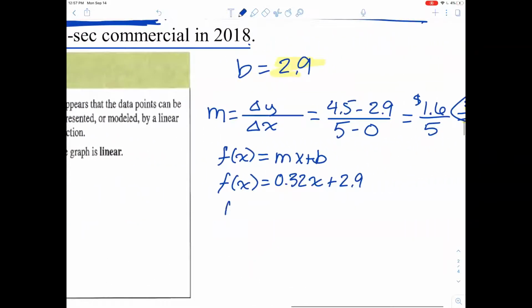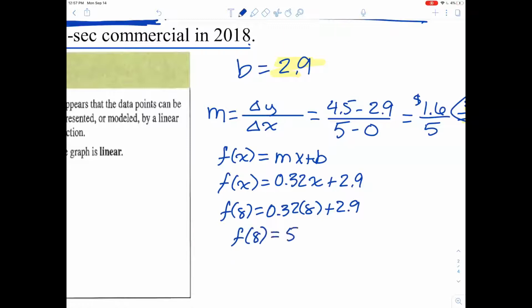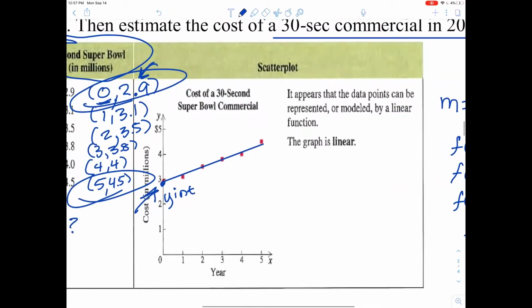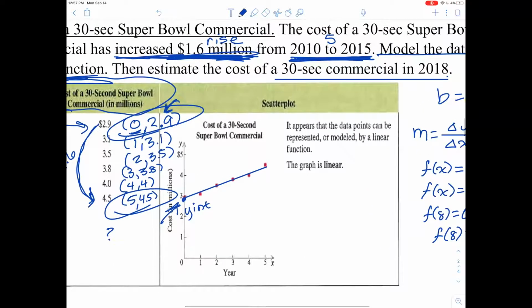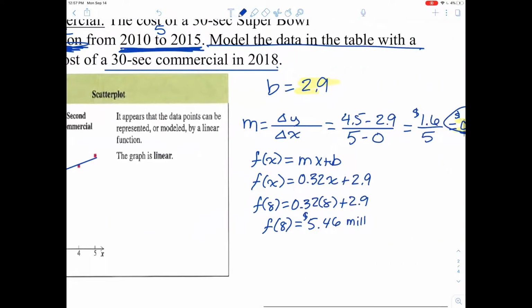So 8 would be our input, and let's figure out how much it should cost. So we're going to plug in 8. So f of 8 is 0.32 times 8 plus 2.9. And our f of 8 is 5.46. And that's 5.46 million, because our input is years and our output is the cost in millions.